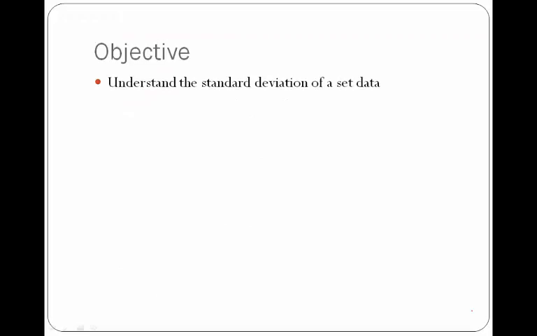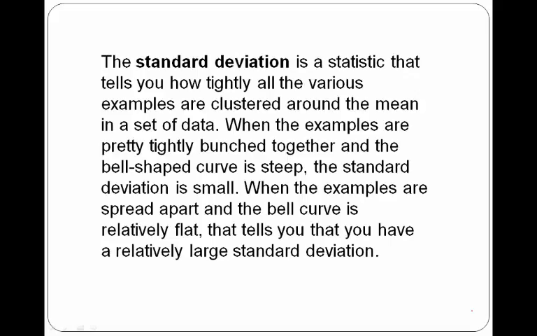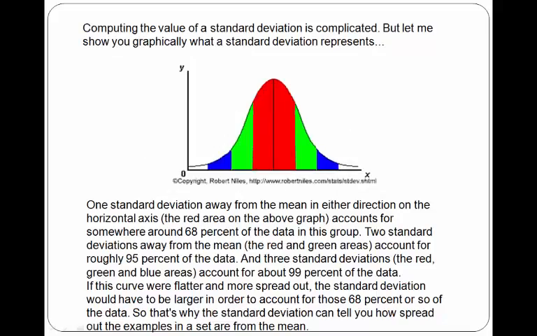Now let's look at what a standard deviation of a set of data is. The standard deviation is a statistic that tells you how tightly all the various examples are clustered around the mean in a set of data. When the examples are pretty tightly bunched together and the bell-shaped curve is steep, the standard deviation is small. When the examples are spread apart, the bell-shaped curve is flatter, and that tells you you have a relatively large standard deviation. Computing the value of a standard deviation is complicated, and we're going to let software do that.